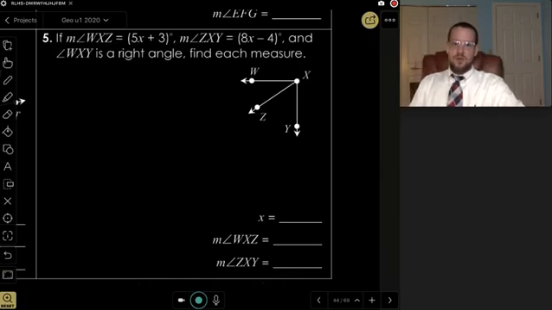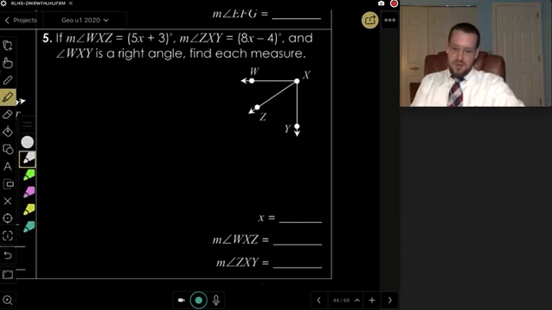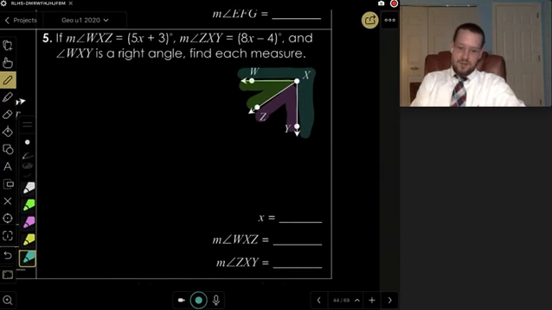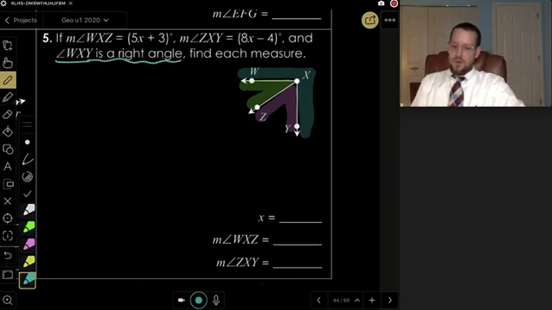So our first question says we have some angles. We have angle WXZ. So again, I'm just going to use green on the inside, WXZ, and I'm going to do ZXY. So these two are my inside angles, and the whole thing here is WXY. We were told that WXY, the whole angle here in blue, is a right angle. So right away I know I'm going to have to use angle addition, right?